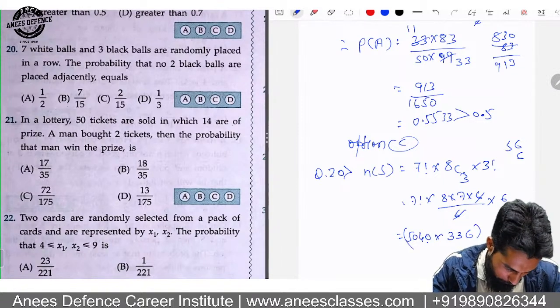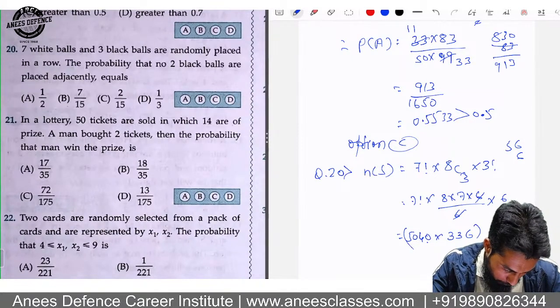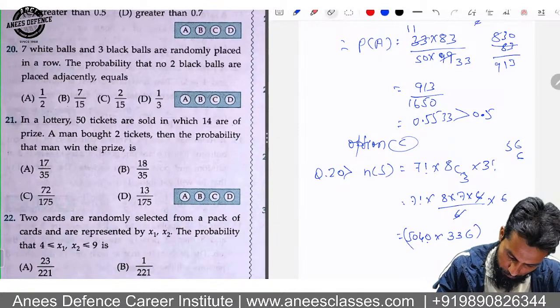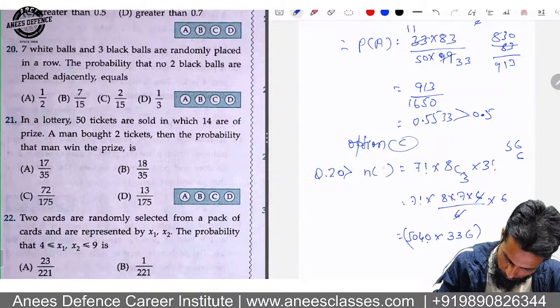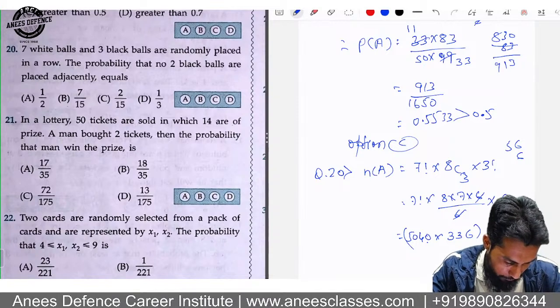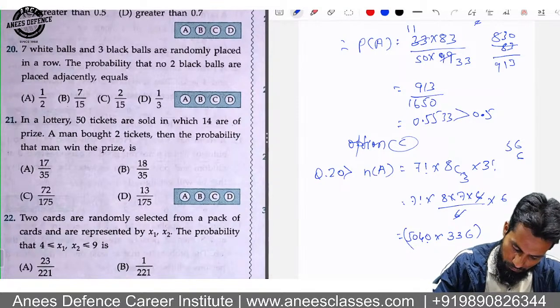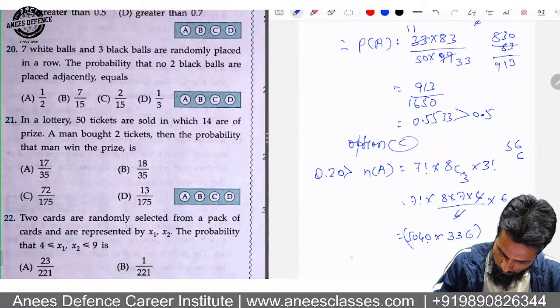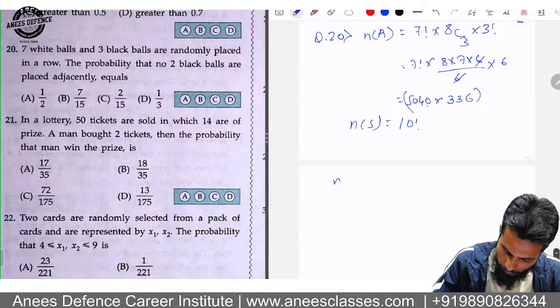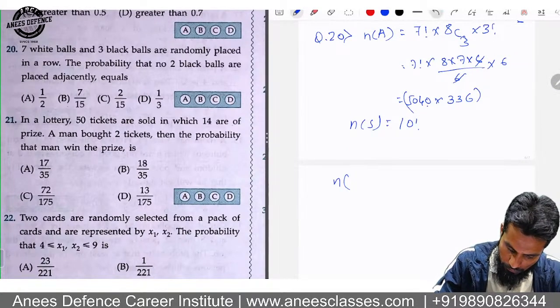Now what are they asking, what do they want? The probability that no two black balls are placed adjacently. This is actually N of A, that only they are asking. And what about the sample space then? They are not selecting any 3 balls here. Just see the arrangement of 10 balls, 10 factorial, that's all. N of S equal to 10 factorial. Just divide both of them and you will get the probability.